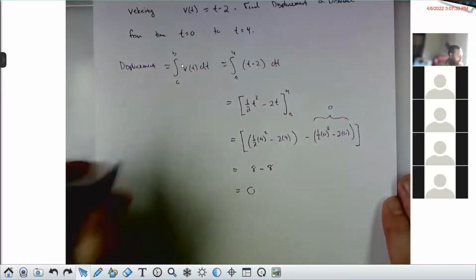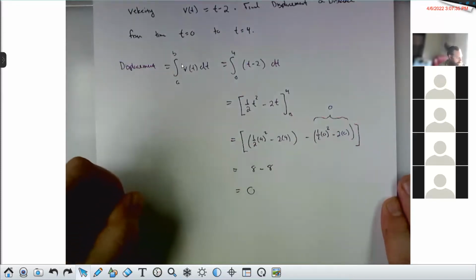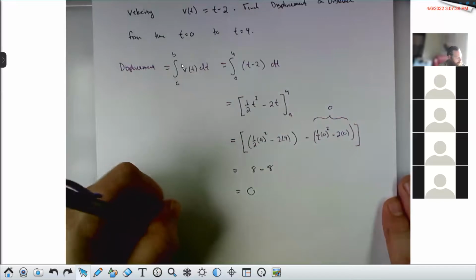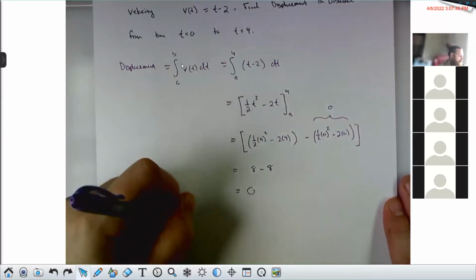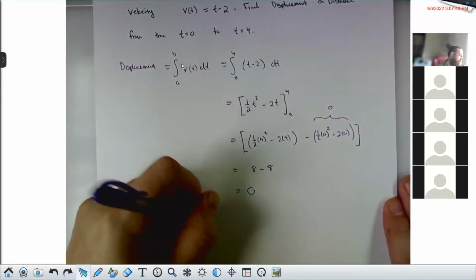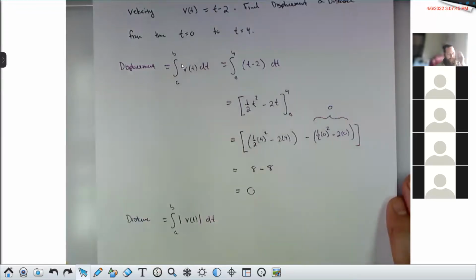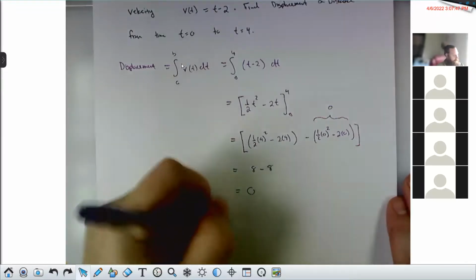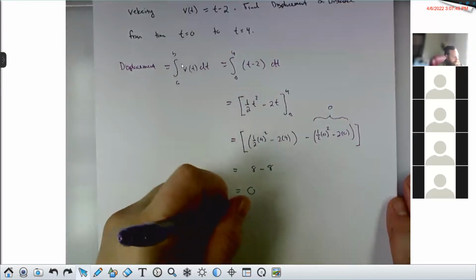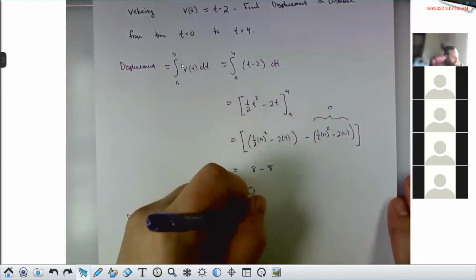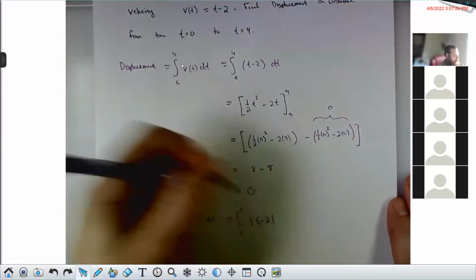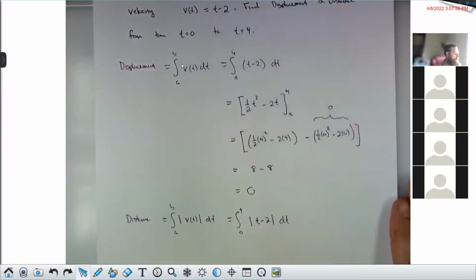The distance would be the integral from a to b of the absolute value of the velocity, which is the integral from 0 to 4 of the absolute value of t minus 2 dt. And to do an integral like this, I strongly recommend graphing the inside of the absolute value.